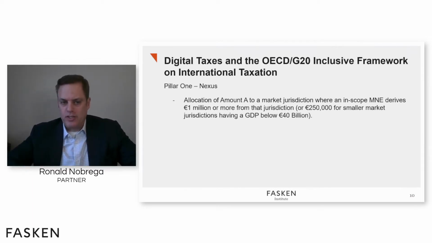So the next question is Nexus. And when I refer to an allocation of amount A, that is really an allocation of tax base. So there will be an allocation of amount A to a market jurisdiction where services are provided, where the in-scope multinational is providing services that drive at least €1 million of revenue annually. That will be reduced to just €250,000 in smaller countries having lower GDPs.